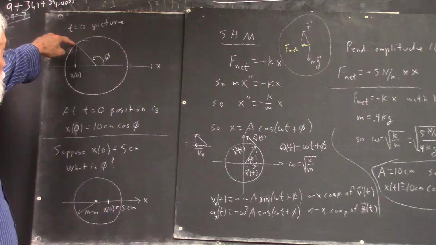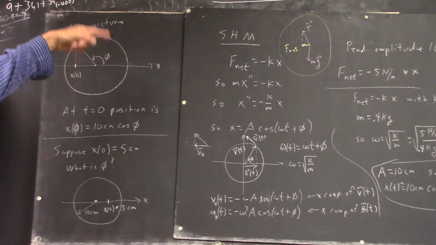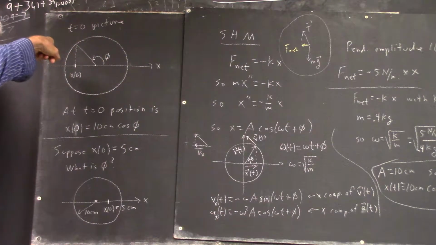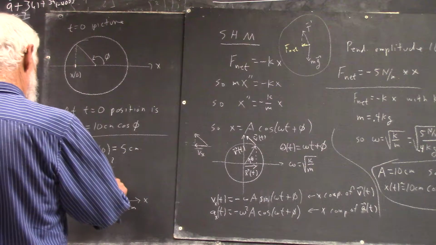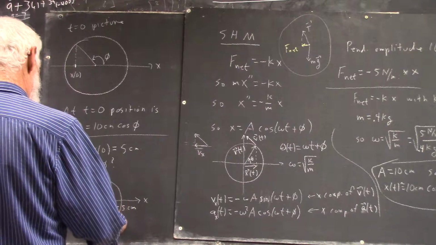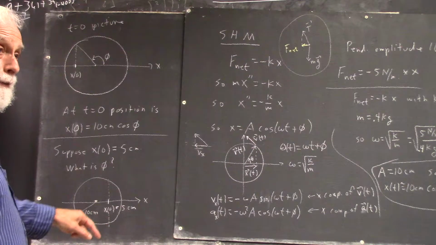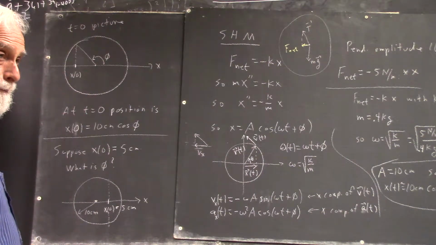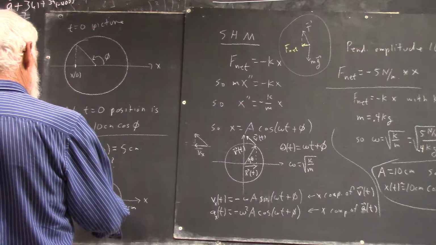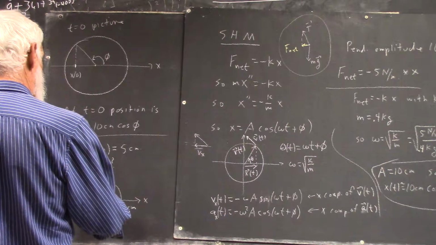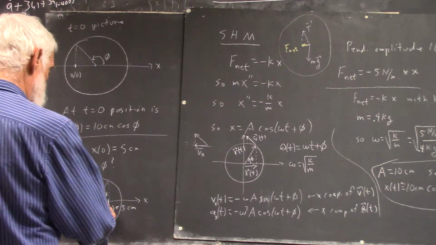Well, if you know phi, x of 0 is just a projection of this point at angle phi on the circle. Well, does that mean that phi is either this or this? Okay, so here is phi. Here's one possible phi. Right? But here's another one.